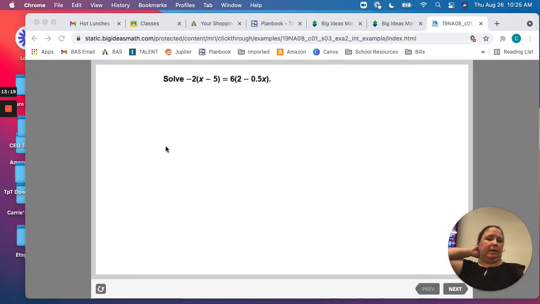8th grade, here's the example 2. This one looks tricky, but just follow the steps and we'll be fine, okay? Yes, ma'am. So, the first thing you're going to want to do here is what? Yes, the magic word: distributive property. So we're going to distribute this negative 2 and distribute the 6.